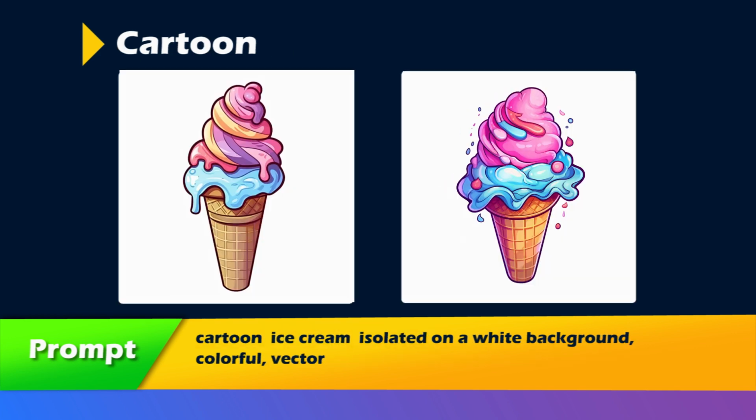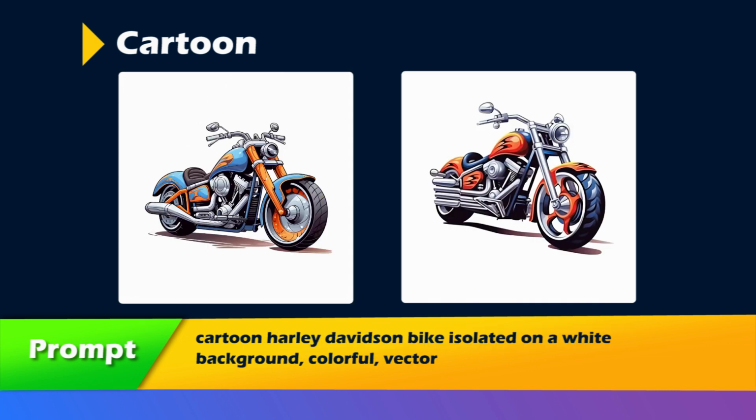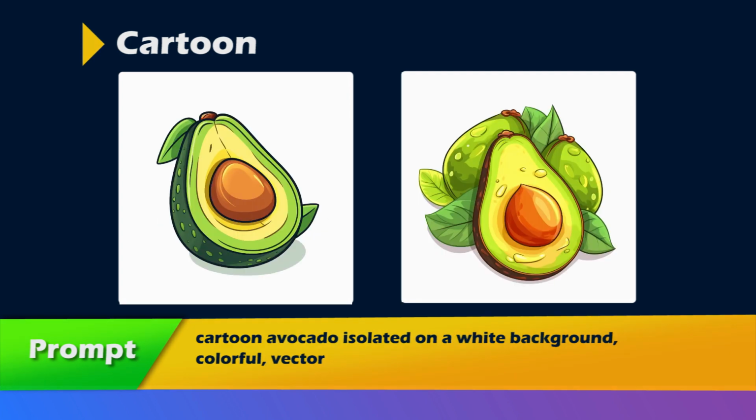The second prompt style will be the simplest one of the list. Just type the word cartoon, then type your topic, and then type isolated on a white background. And that's it. You will get to see some great artworks created by Midjourney. It works very well for t-shirt design and digital downloads. You will get a clear outline with an easy removable background.